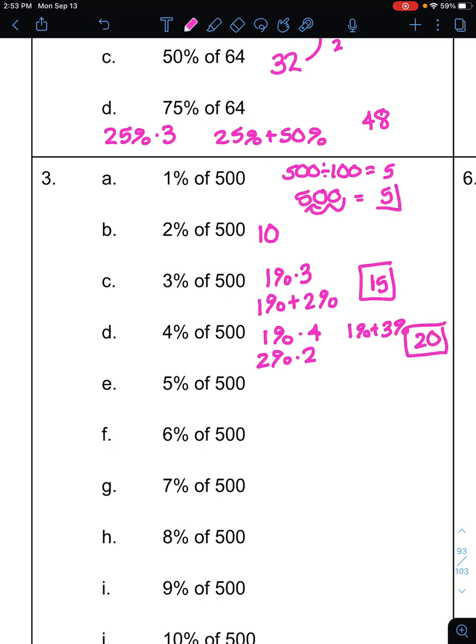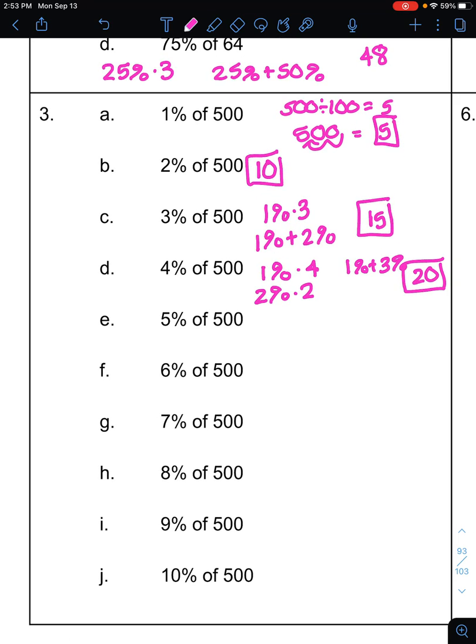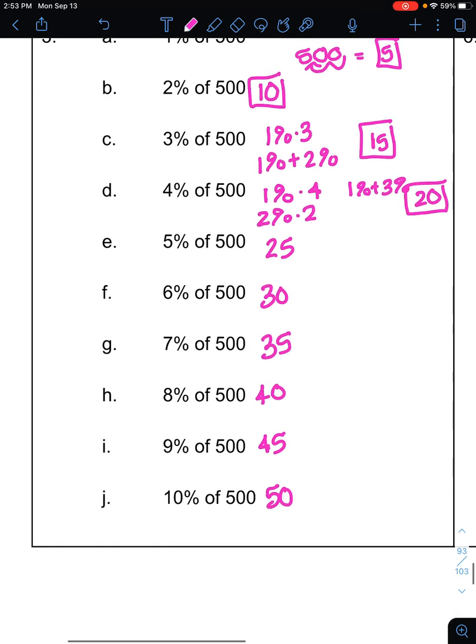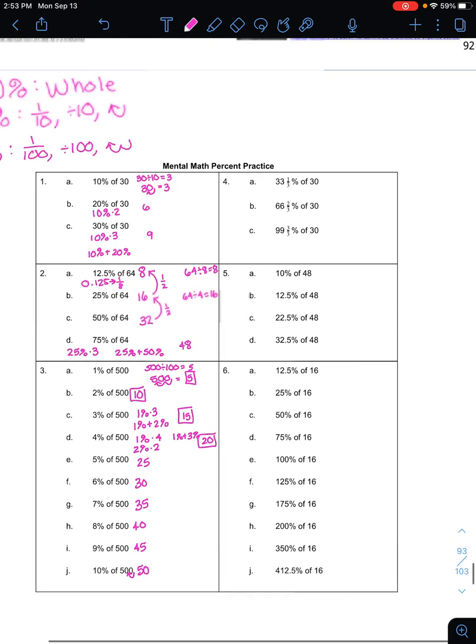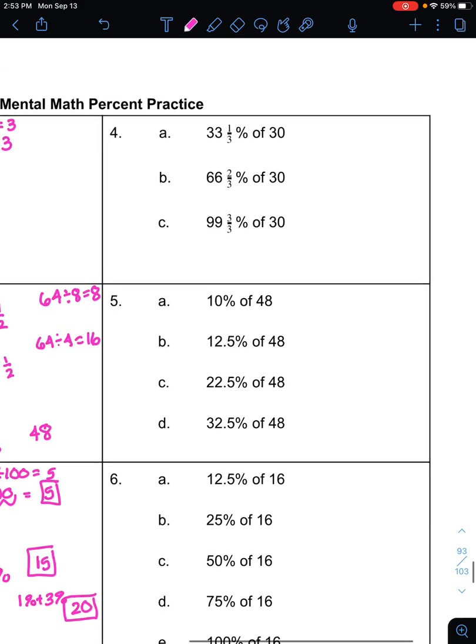I'm going to box these so they're a little easier to see. The rest of them just follow suit. So 5% is 25, 30, 35, 40, 45, 50. And we know that we could check our 10% by moving our decimal over once. Yep, that's correct. Okay, see if you could do section 4. As always, pause the video if you can give it a try. If not, just keep watching until you're ready to pause it.